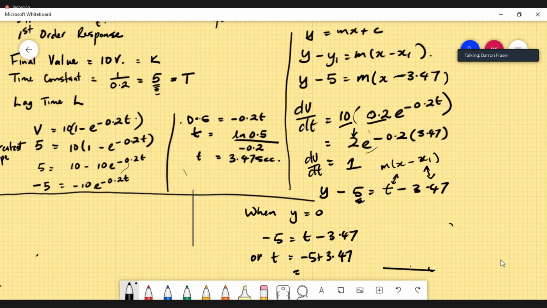So ln 0.5 equals, so this is supposed to have a ln in front of it. Let me just check that. So ln 0.5 divided by 0.2. Alright, so that's 3.47. So that is correct. And this is 5. So that is correct.